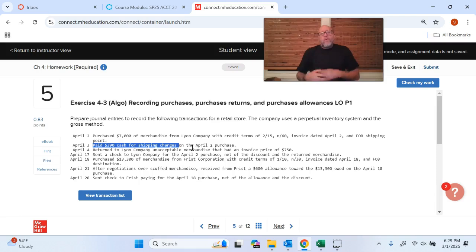And then again, remember, when we're taking advantage of the discounts and paying for inventory, we always want to account for the fact that if we returned anything, we have to adjust the inventory account first for those returns. Then we can figure out what the proper discount would be.